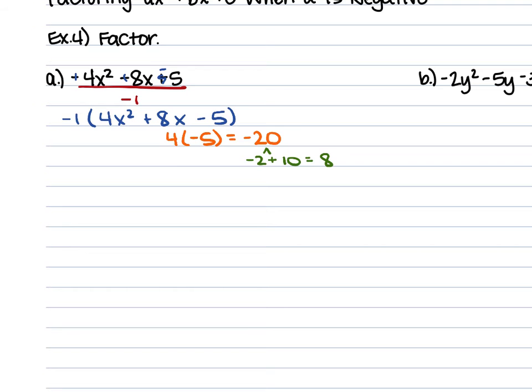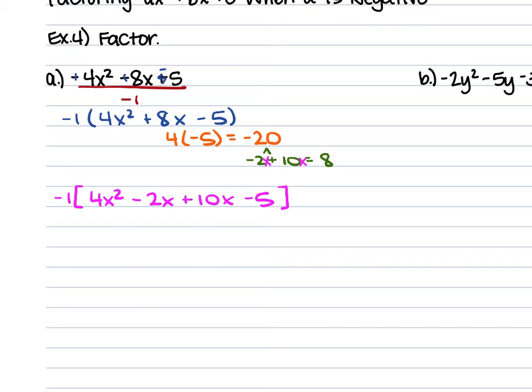We will use that negative 2x and that 10x and replace the 8x with those two terms. So this is going to give us negative 1 times 4x squared minus 2x plus 10x minus 5. You'll see that I put brackets on this instead of parentheses because I'm going to factor by grouping, and when I factor by grouping, I'm going to use parentheses.